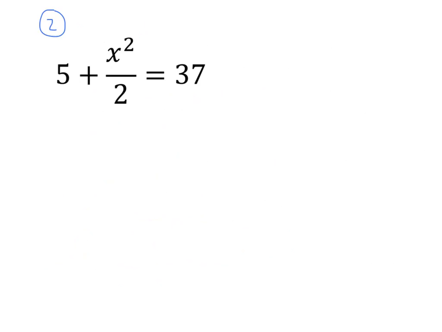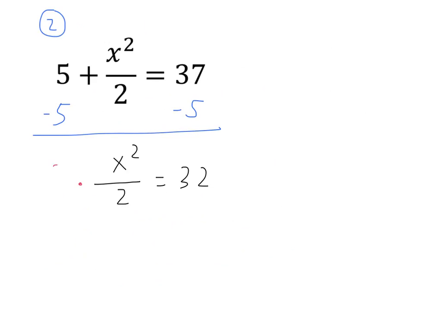All right, so first thing, let's isolate the x squared. So I would first subtract 5 from both sides. That gives me x squared over 2 is equal to 32. All right, next, in order to get the x squared by itself, I would multiply both sides by 2. So let's multiply by 2, and 2 is the same thing as 2 over 1, so these 2's will divide out. We get x squared is equal to 64.